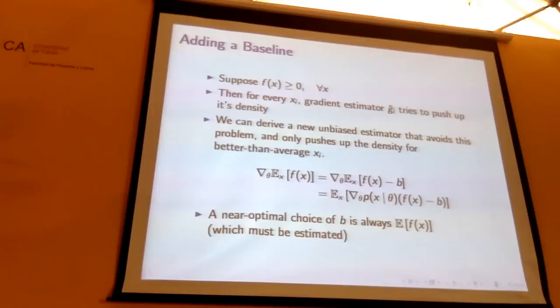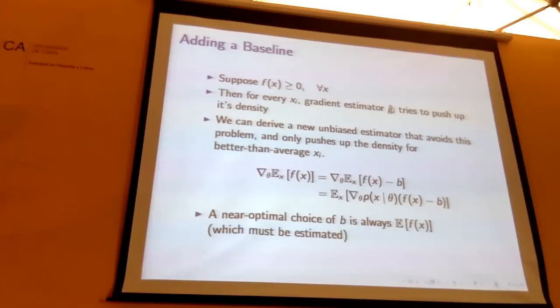So what we can do is take b to be the expectation of f of x. And that way, when we move in the gradient direction, we're only pushing up the probability of x if f of x was better than the mean. If f of x was lower than the mean, we're going to push down the probability.